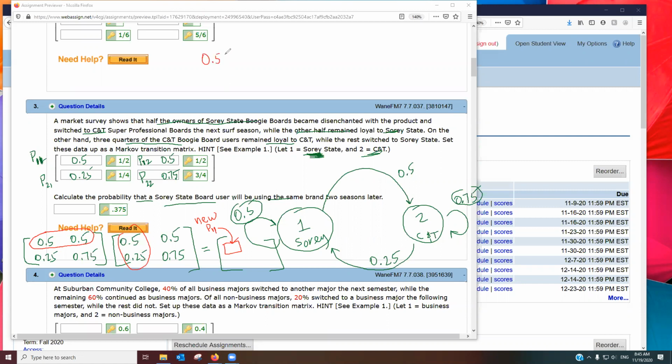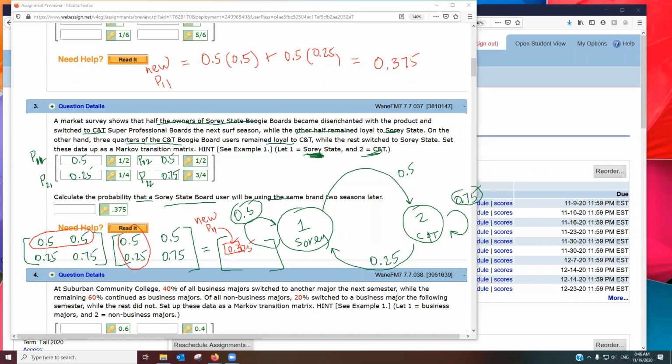That's going to be 0.5 times 0.5 plus 0.5 times 0.25, and I'm going to write this as new P11. If you work this out on your calculator, you'll get 0.375. So this new probability that a sorry board owner will stay with a sorry board owner after 2 seasons has dropped to 0.375.